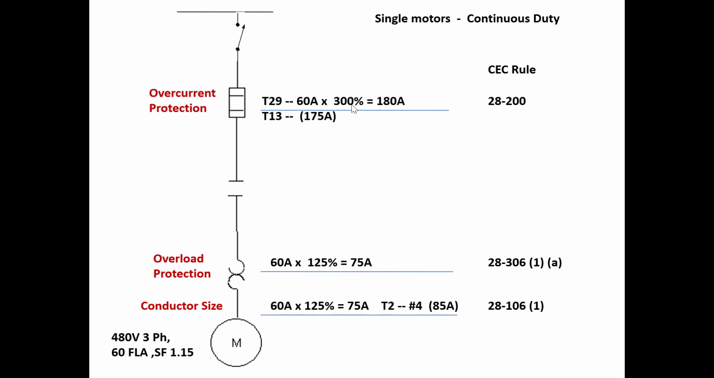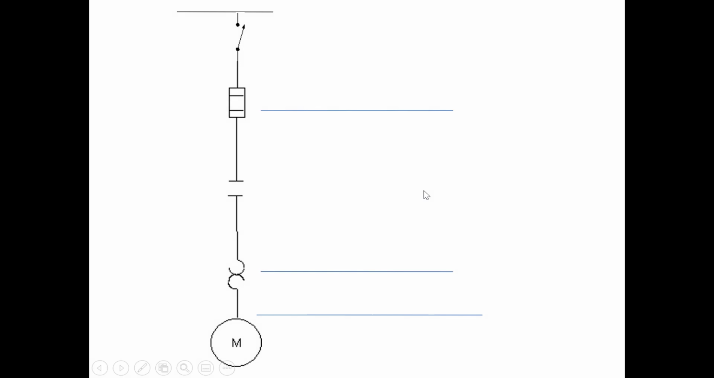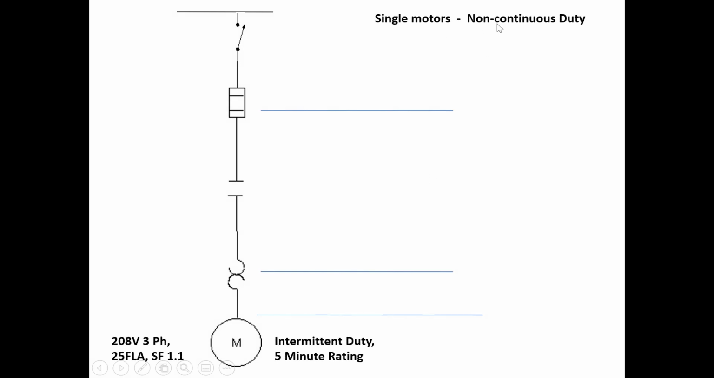If we have this calculation of 180 amps right here, we can't exceed that. That's a table 29 calculation, so we have to go down when we go to table 13. So we'd have 175 amp fuse, 75 amp overloads, and number 4 is going to this motor. Now in this example, the big difference here is we're non-continuous. So it's giving us a duty rating and for how long it's going to be on.